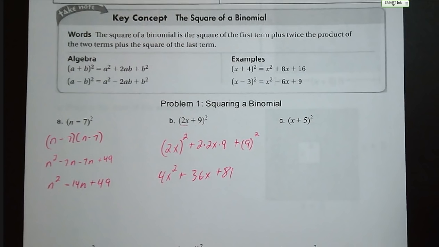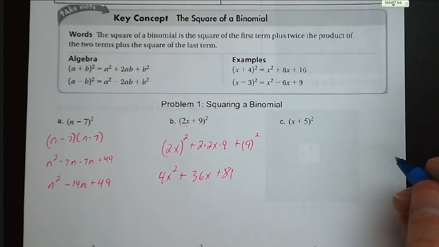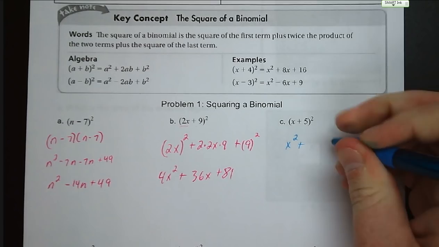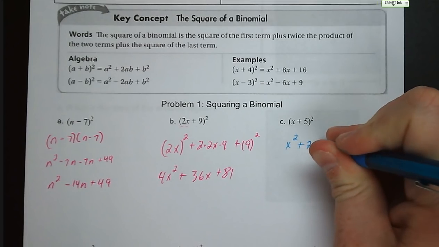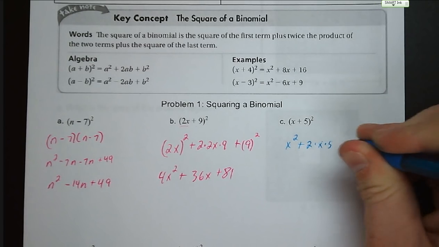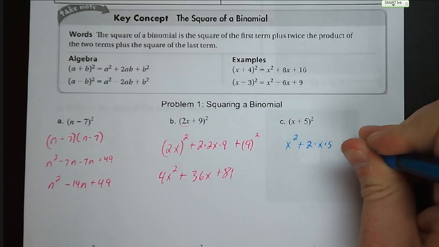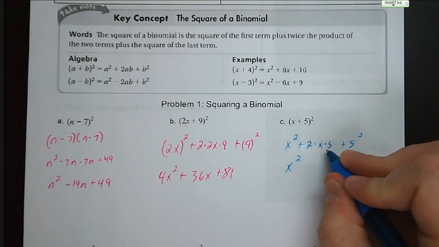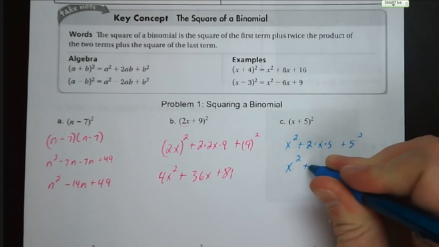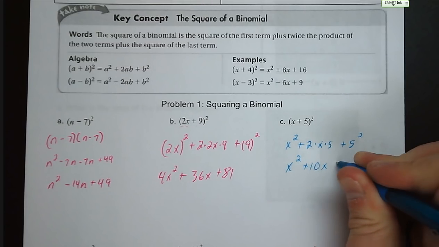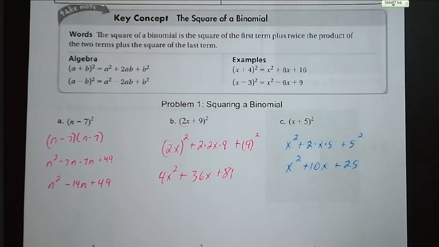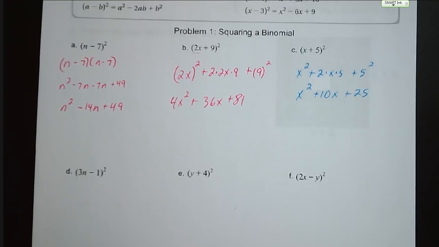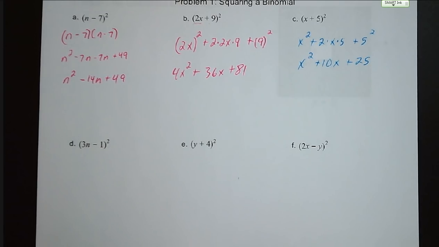Letter C, x plus 5, the quantity squared. So it's going to be x squared plus 2 times x times 5 plus 5 squared. x squared is just x squared. 2 times x times 5 is plus 10x, plus 25. Okay. I want you guys to try D, E, and F on your own.